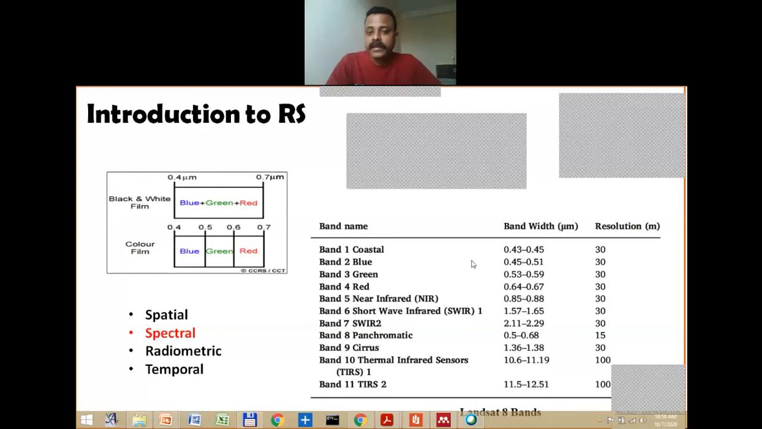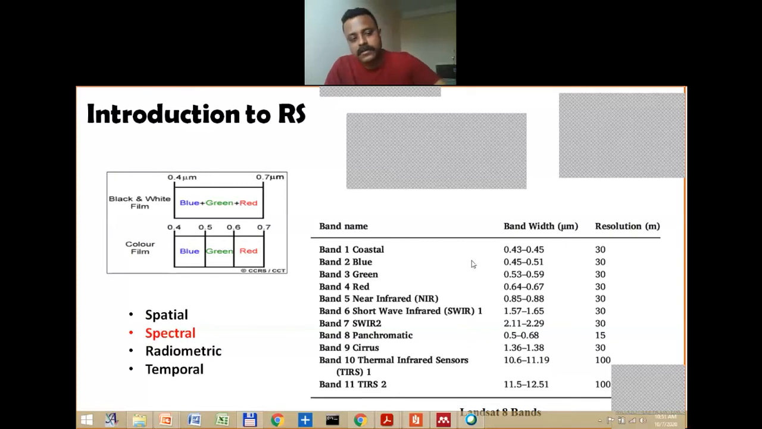Then it has another band, known as band number 2 or sensor number 2, which is also known as the blue sensor. This blue sensor is designed to capture information from 450 to 510 nanometer. So how many sensors in total the satellite has is indicative of the spectral resolution. In this case, Landsat 8 has 11 different sensors.